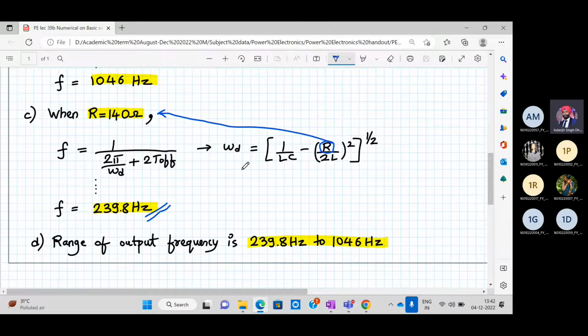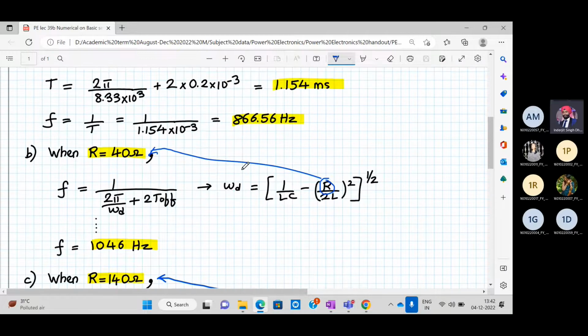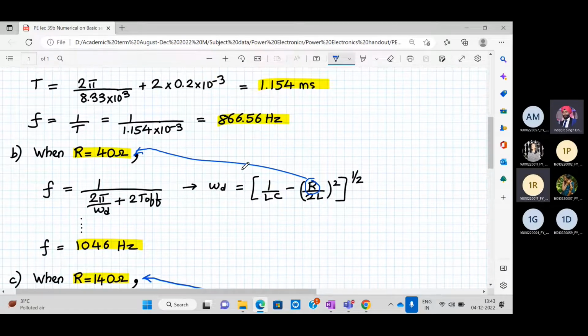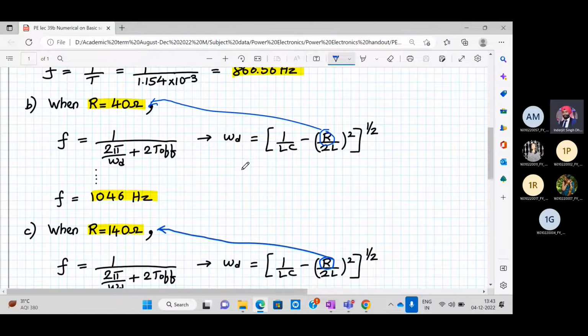Is the numerical clear to you? Any doubts? Resistance and frequency are inversely proportional to each other, right? So, in this case, it is appearing so. You decrease the resistance and the frequency is increasing. It is appearing so from the formula. All right.